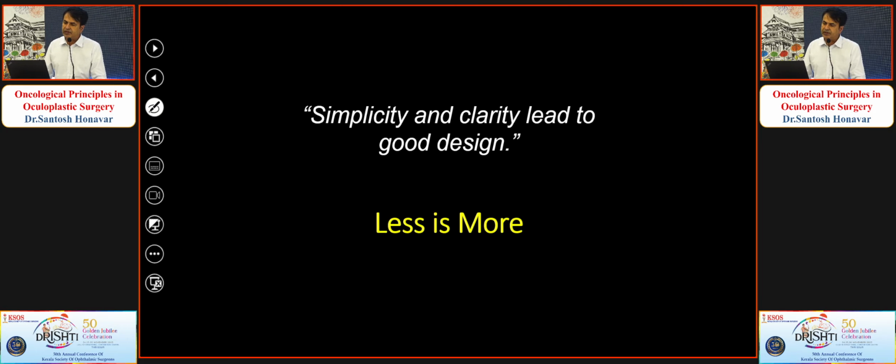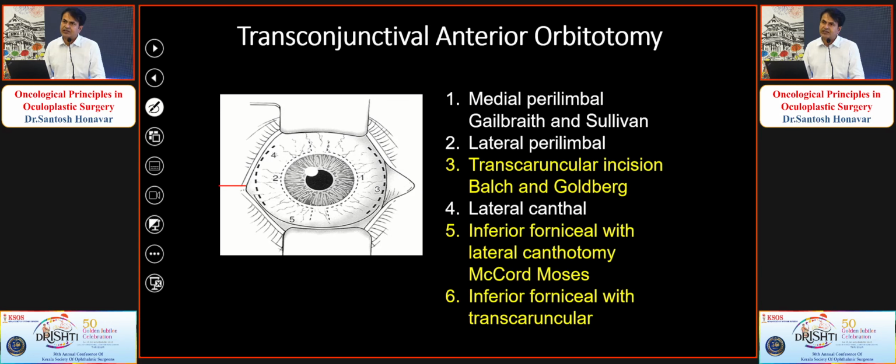Surgical approaches are many, but we currently believe that less is more, in the sense that we use the transconjunctival orbital approach to a majority of tumors. At least about 70% of the orbit can be accessed by the transconjunctival approach, except the superior part where the LPS comes in the way. So that is what we do.